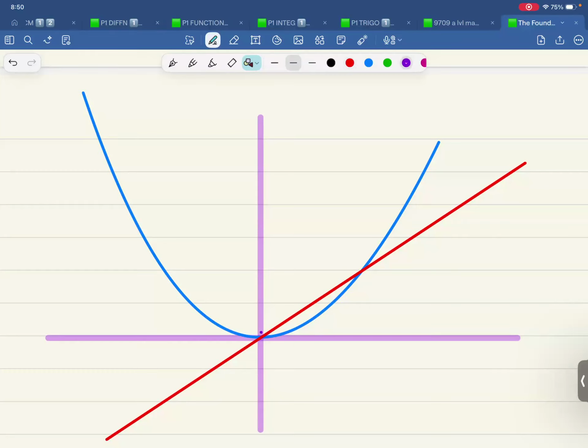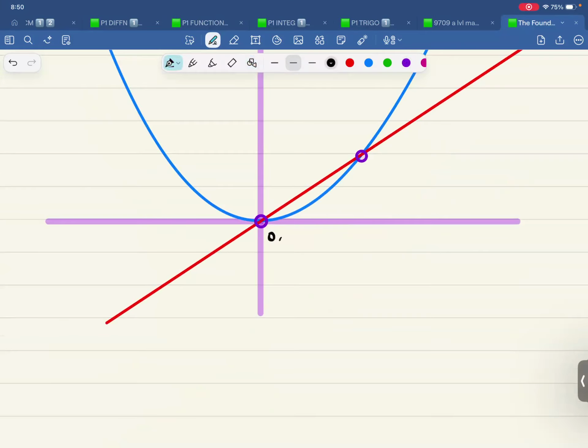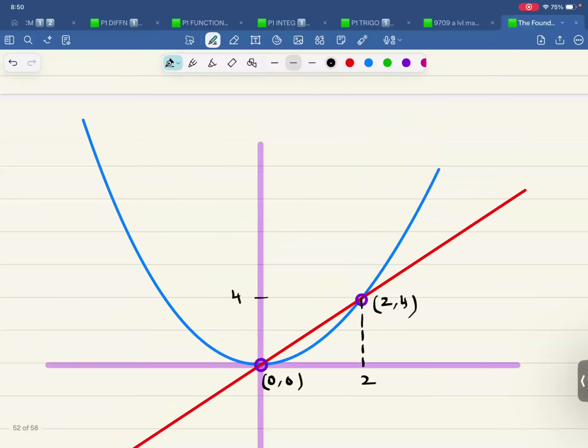This is one answer. This is the other answer. That is how we get this. This is one point, which is 0, 0. This is the other point. It's not drawn to scale. This is 2, 4. The red line, y equals 2x. The blue curve, y equals x squared.